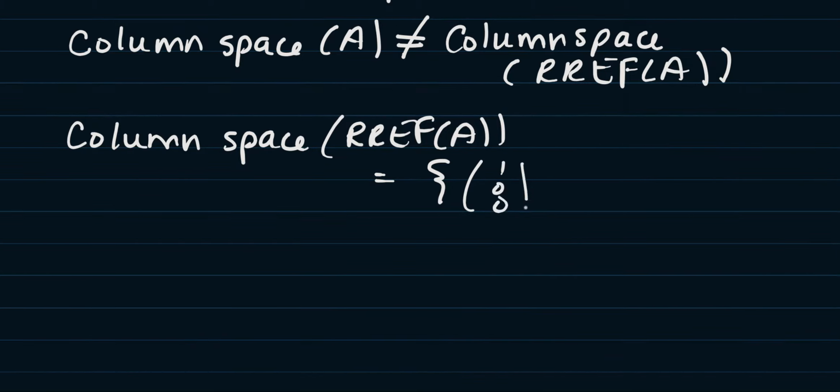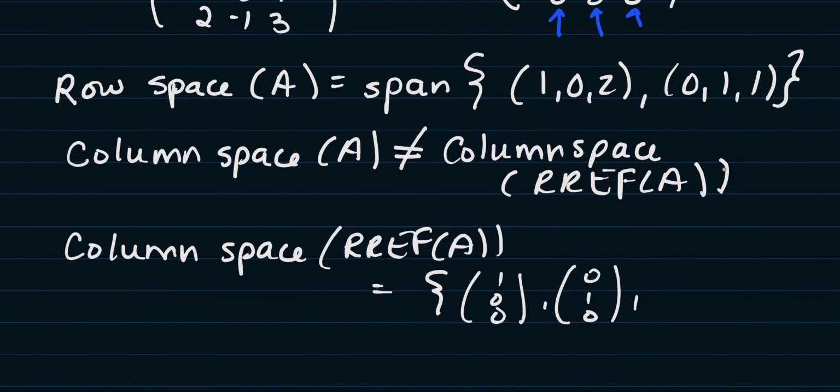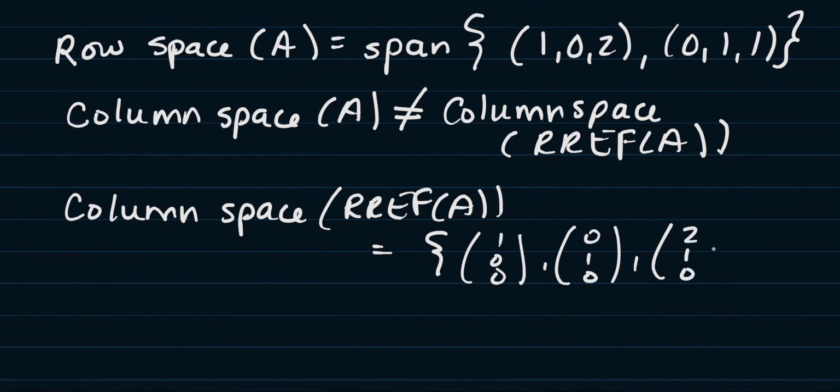1, 0, 0, 0, 1, 0, 2, 1, 0. But look, these are the standard basis vectors for R3, and this one is a linear combination of these two. This is just 2 times this one plus 1 times this one. So we can get rid of this one. So the column space of the reduced row echelon form is just, and sorry, I should put a span here.